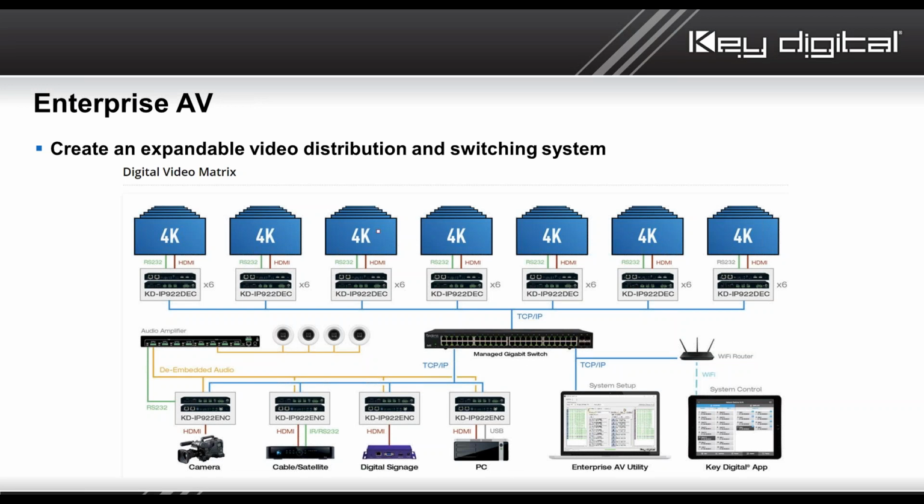So as we take a look here at one of the possible configurations of how you can make these systems, a digital video matrix. If you have 4 video sources and we see here 42 displays, it's not a problem. You just pick up 4 encoders, 42 decoders.